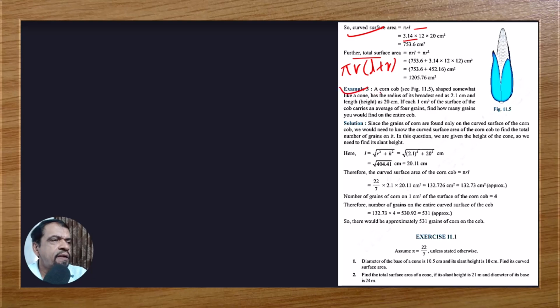Example 3 is important. Logical question. It is given that a cob, shaped somewhat like a cone, is considered as a right circular cone. Radius is 2.1 and the height is 20 centimeter. If each 1 centimeter square of the surface of the cob carries an average of 4 grains, find how many grains you would find on the entire cob.